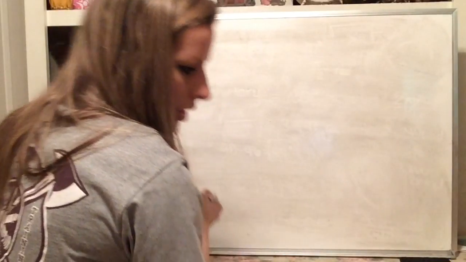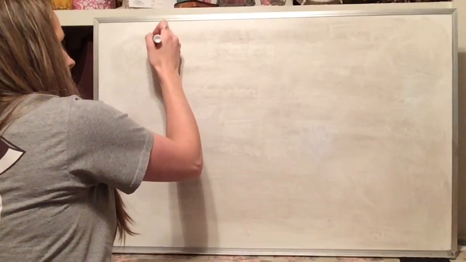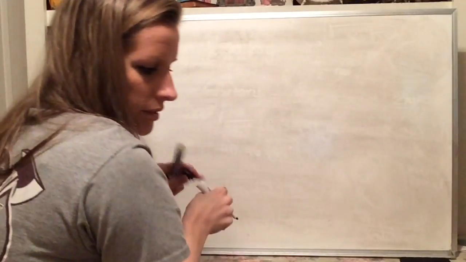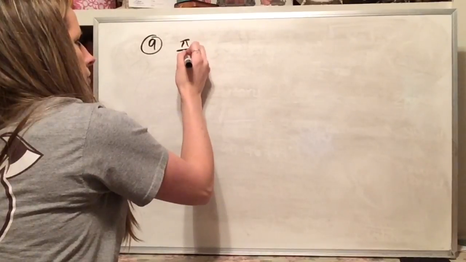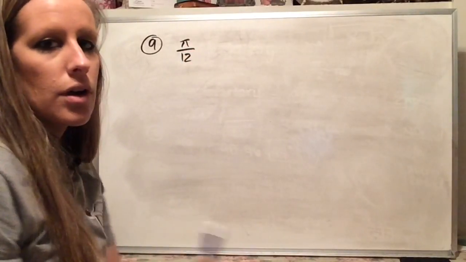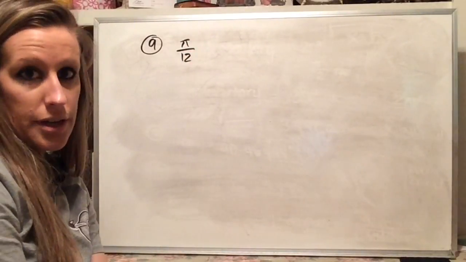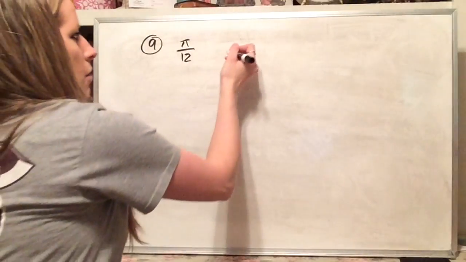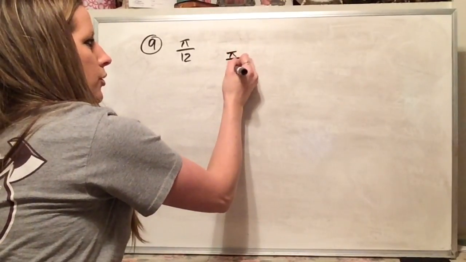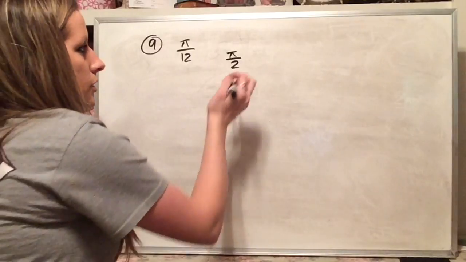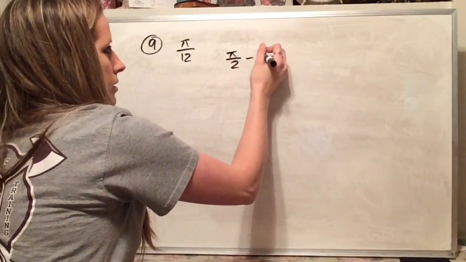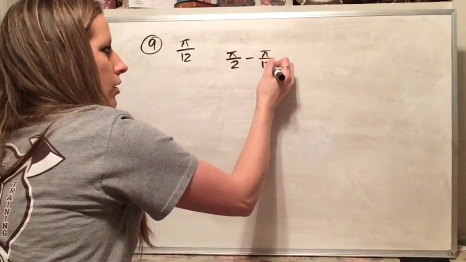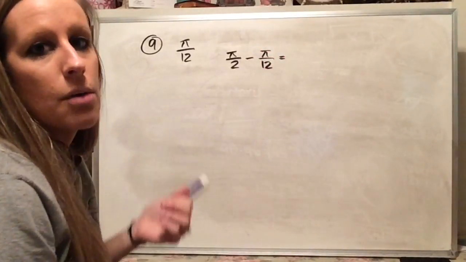So let's see, number 9. We're going to find the complement of pi over 12. Okay, so complement is 90 degrees. It's also pi over 2 radians. So we're going to take pi over 2 minus our angle, pi over 12, and figure out what the complement would be.